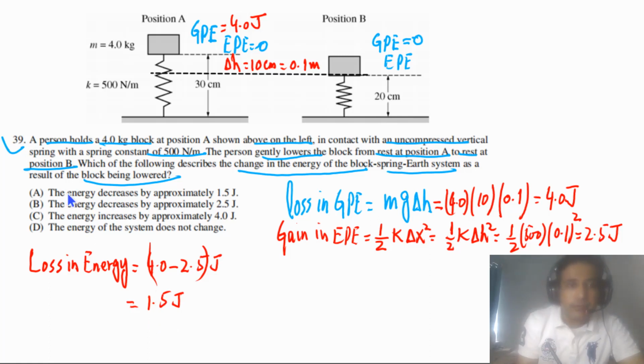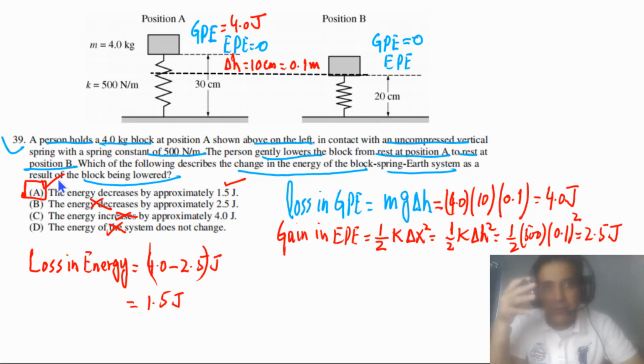So if you look at the given options, the energy decreases by approximately 1.5 joules. This is right. So the answer for this question is A. This one is incorrect. This is also incorrect. Energy of the system does not change. This is also incorrect. So the answer for this question is A. This question is simply based on conservation of energy.